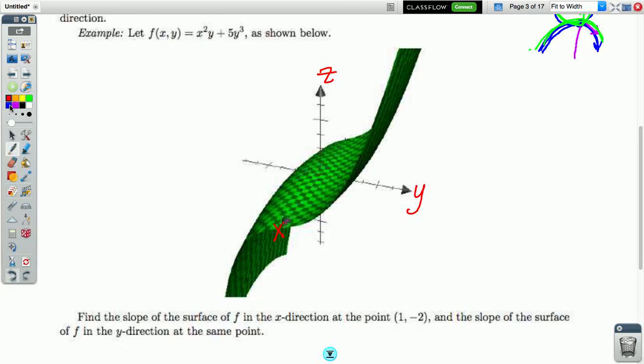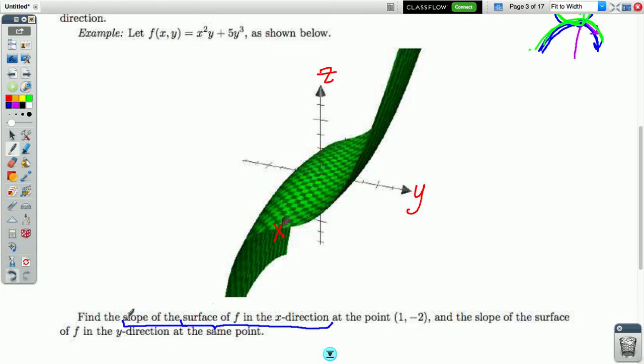And now let's find our partial derivatives. I'm going to do a couple things in this example. I'm going to use my partials to find the slope of the function in the x direction at a certain point. So first of all, just looking at this phrase, find the slope of the surface in the x direction. The slope of the surface in the x direction.